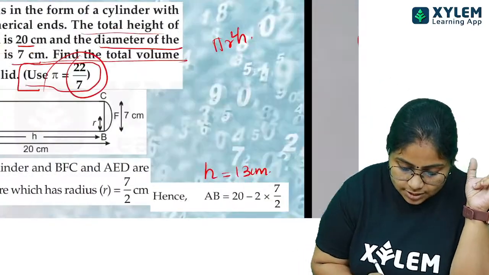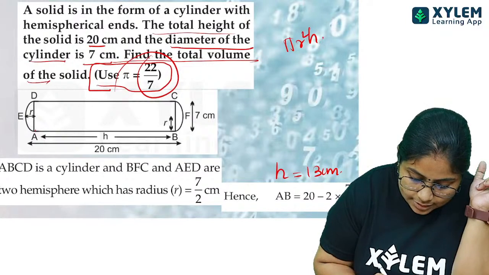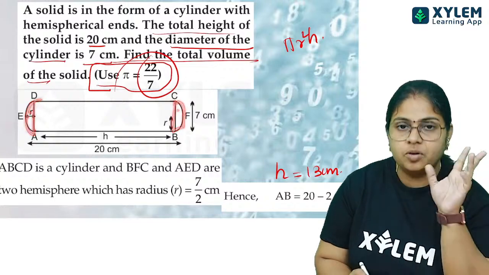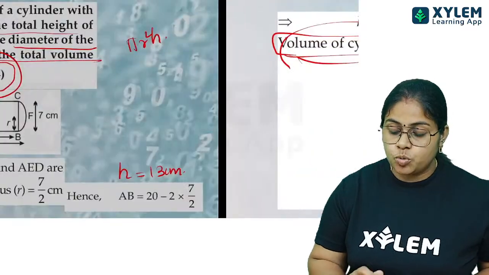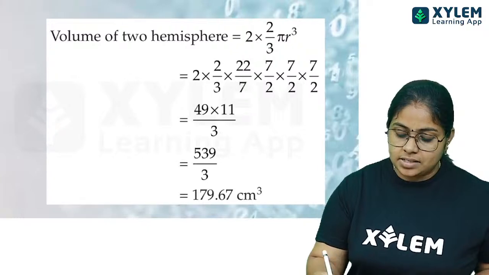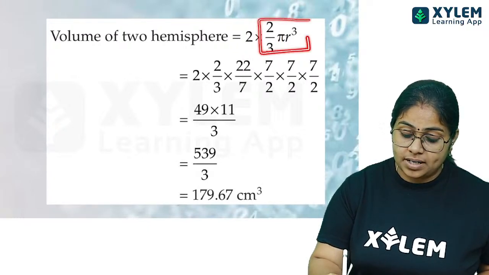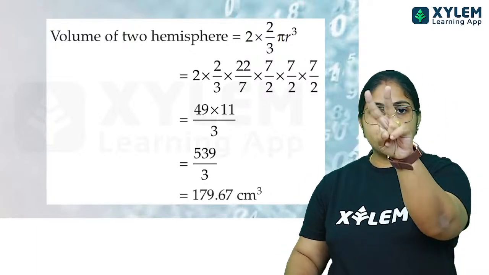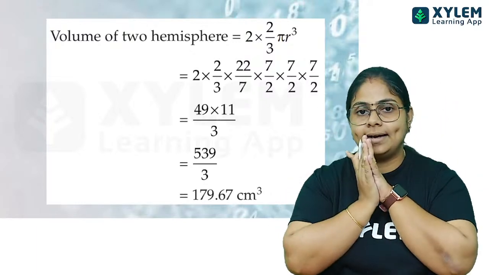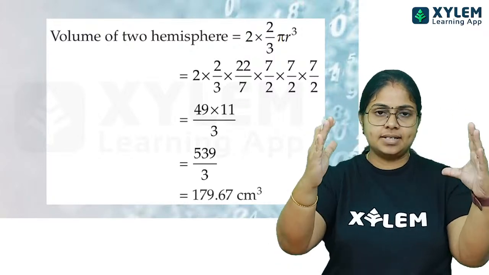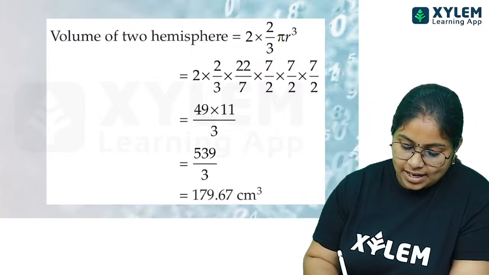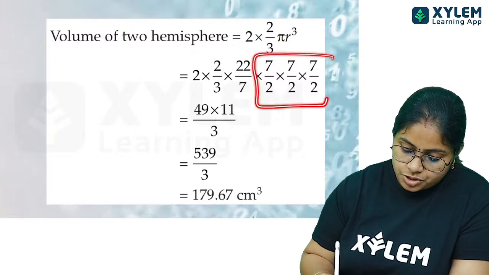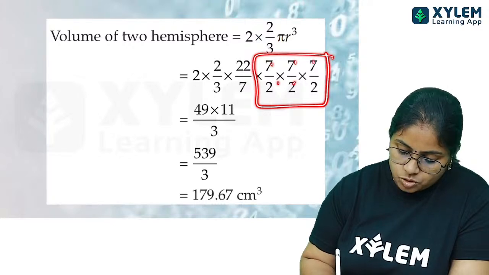Next, you can see that there are two hemispherical shapes. So this volume also we have to find out, and for finding that, 2/3 pi r cube is the volume of a hemisphere. Like that, there are two hemispherical sides, top and bottom, one on each side. So we have to multiply it by 2. Two times, then substituting the value, 7/2 into 7/2 into 7/2.